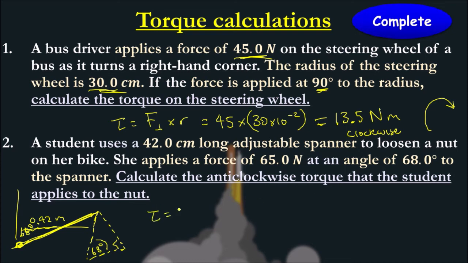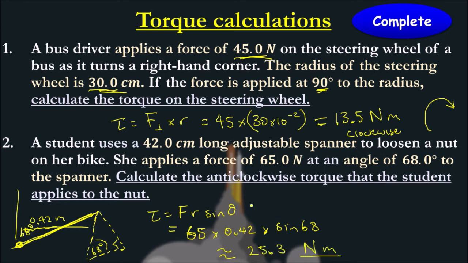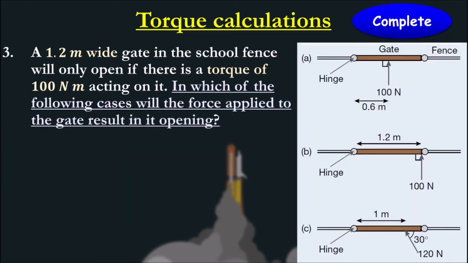Well, it'd be torque equals F radius sine theta. It would be 65 times 0.42 times sine 68, which gives us a torque of about 25.3 Newton meters. We don't have to write anti-clockwise because it's already written for us. All right, question 3, we'll go through another calculation.